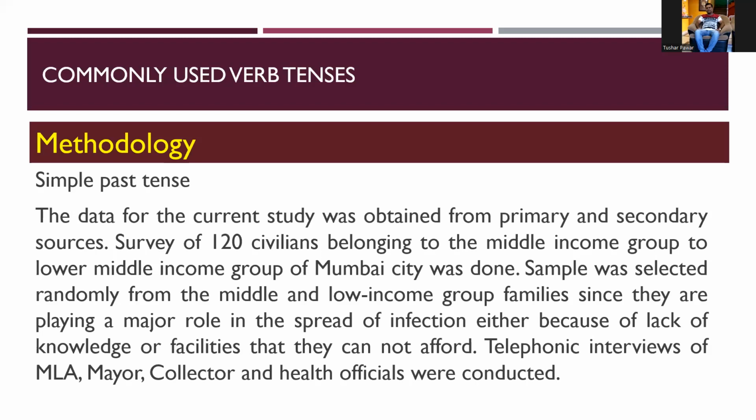Methodology. Write in simple past tense. The data for the current study was obtained from primary and secondary sources. Survey of 127 civilians belonging to the middle income group to lower middle income group of Mumbai city was done. Sample was selected randomly, and so on and so forth. Okay, so it is written in the simple past tense. You will see the verbs over here.